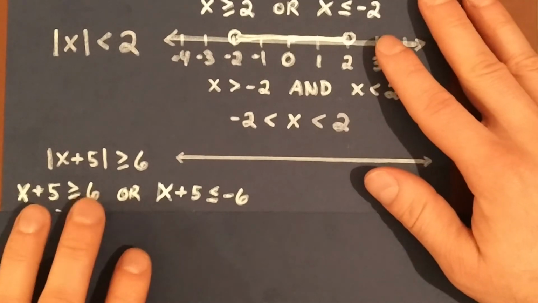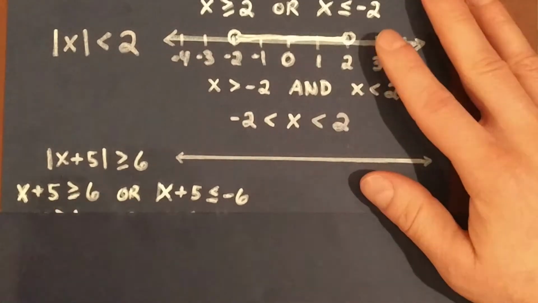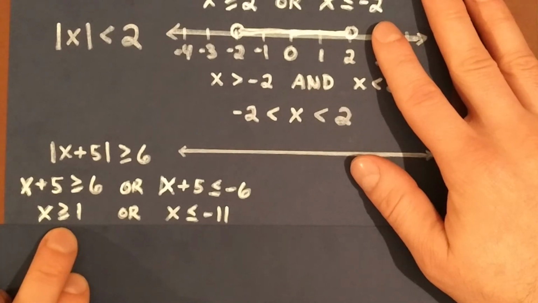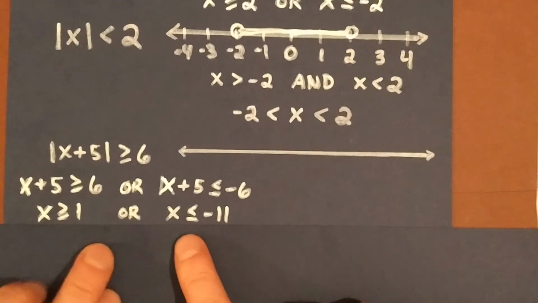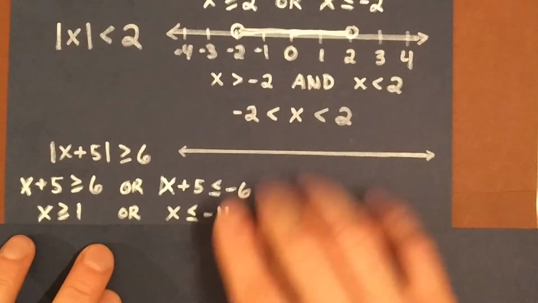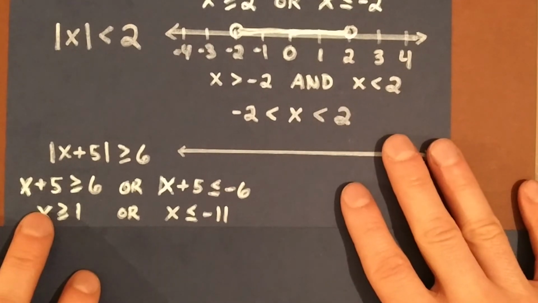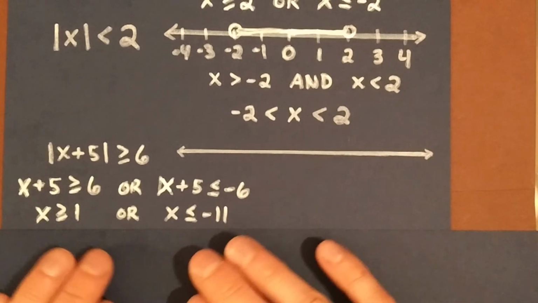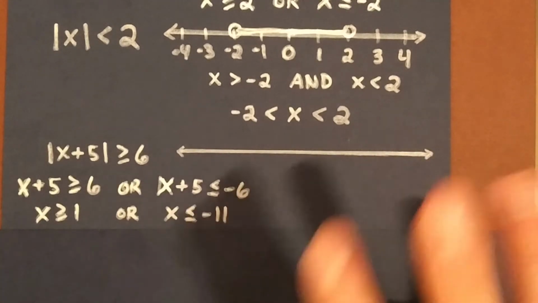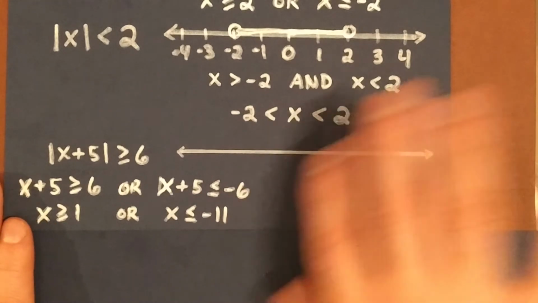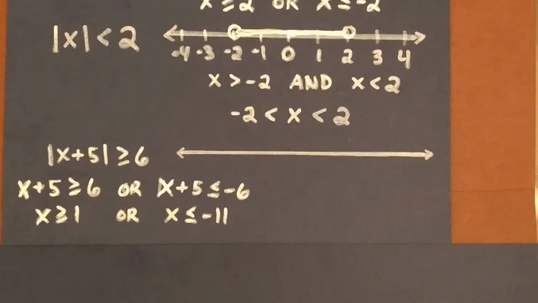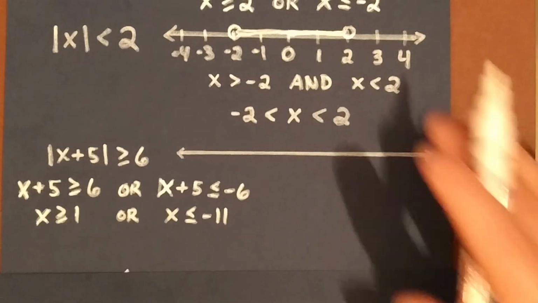And once we set up those two, we solve them separately. So here we have x is greater than or equal to 1, and here we have x is less than or equal to 11. And it's an or, so we can't combine them into one inequality. We have two parts to the solution. There are numbers over to the right and numbers over to the left. And we can put that on the number line.